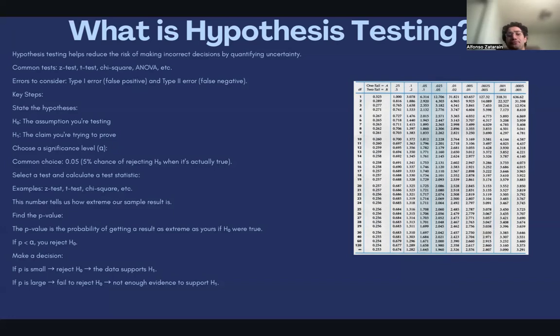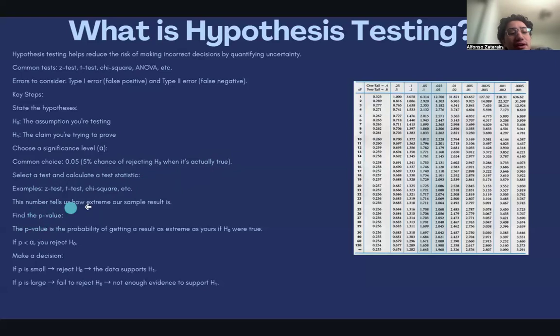What are the key steps to this? Well, first of all, we need to state the hypothesis. The null hypothesis, which would be the assumption you're testing, and the alternative hypothesis, which would be H1, the claim you're trying to prove. For this hypothesis testing, we always have an alpha or a significance level. The most common choice is 0.05, which would be a 5% chance of rejecting the null hypothesis when it's actually true. Then after that, we select a test and calculate a test statistic. Each of these, the z, t, and chi-squared, have their own test, their own table, and so on. They're the same, but not the same. They're different.